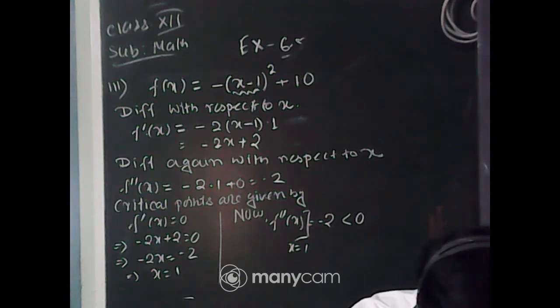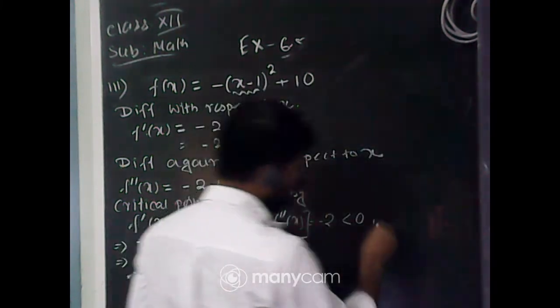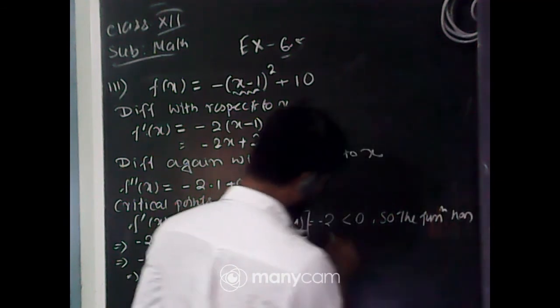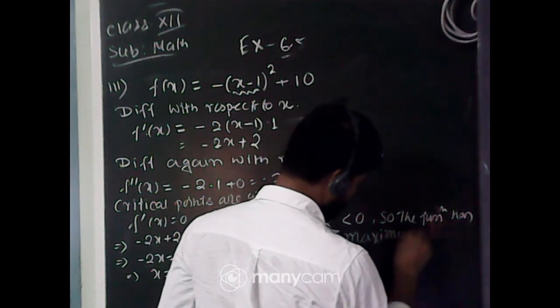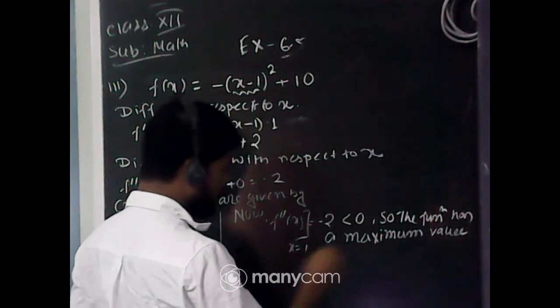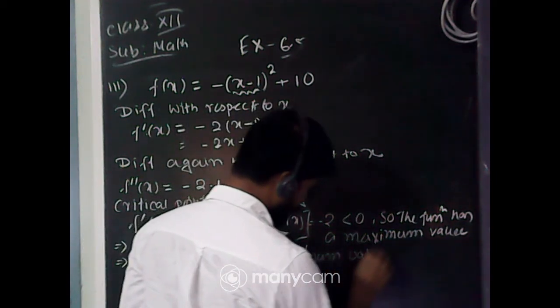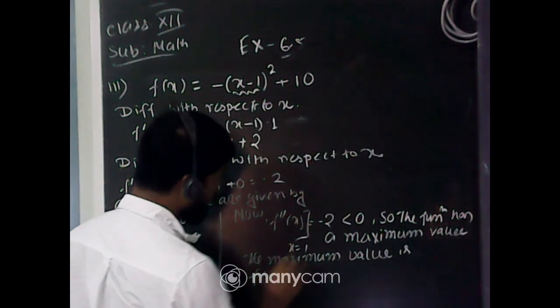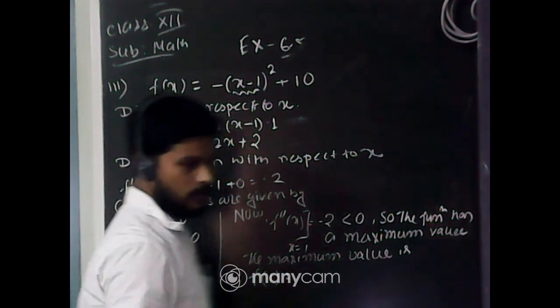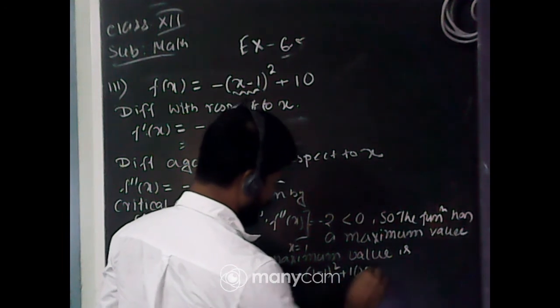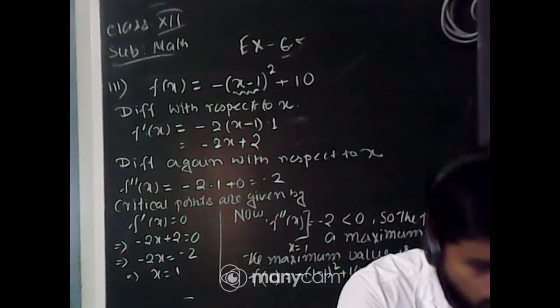And now tell me, what is the maximum value of the function? Find out the maximum value of the function. So the function has f double dot x less than zero, so the function has a maximum value. And what is the maximum value? The maximum value is f of the critical point, which is 1. So f of 1. Now find out the value of f of 1. So f of 1 is minus (1 minus 1) whole square plus 10. So that is equal to 10. So the maximum value of the function is equal to 10, and hence solved.